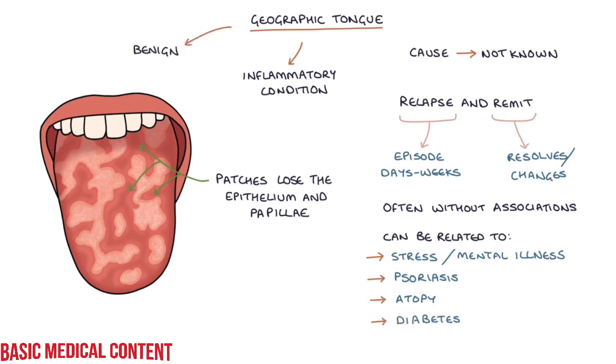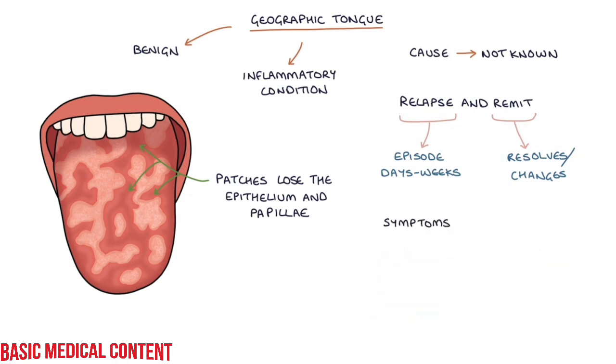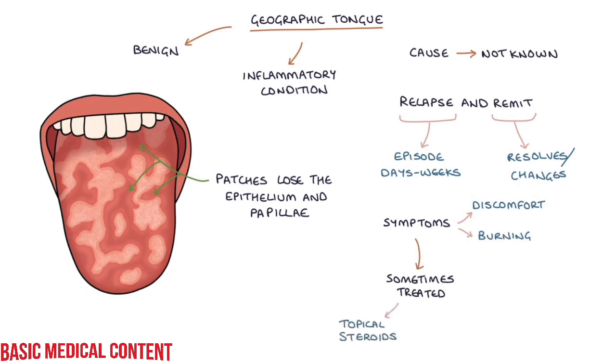Geographic tongue is a benign condition and does not cause any harmful effects. It does not usually require any treatment. Symptoms such as discomfort or burning are sometimes treated with topical steroids or antihistamines.